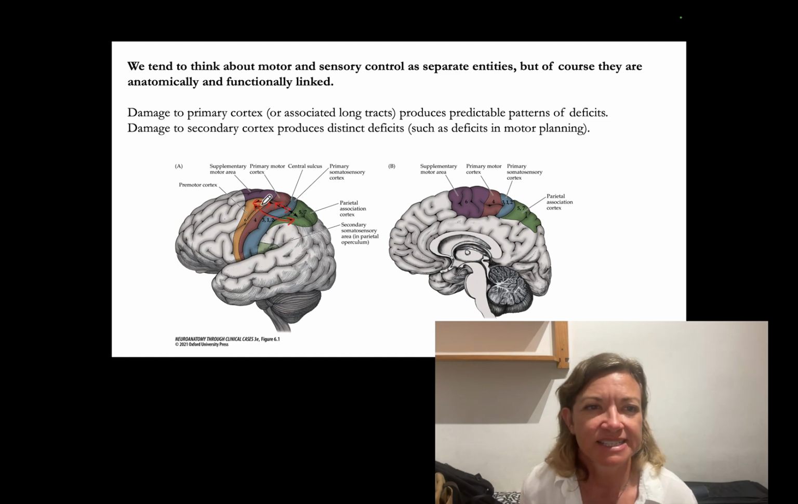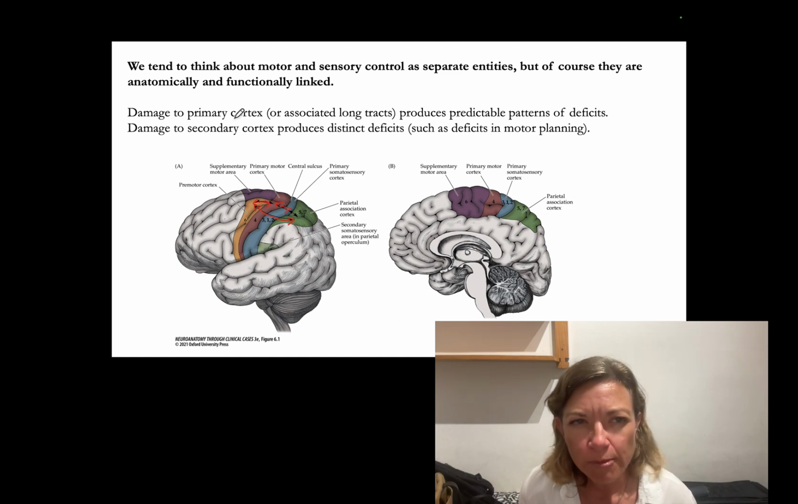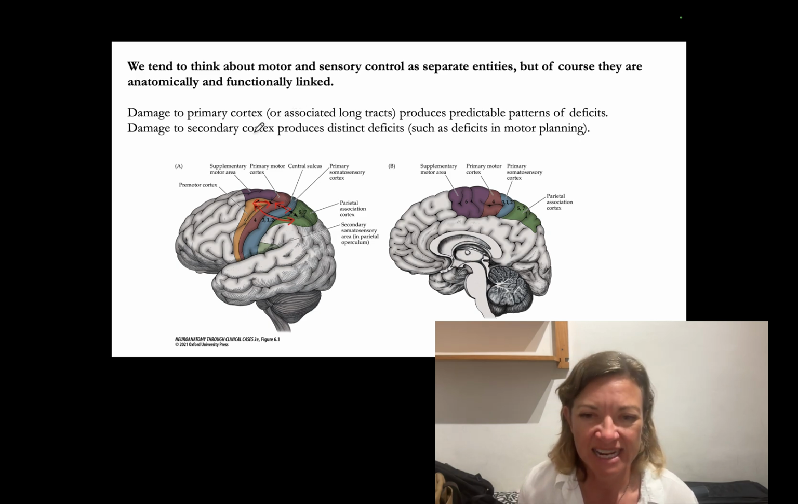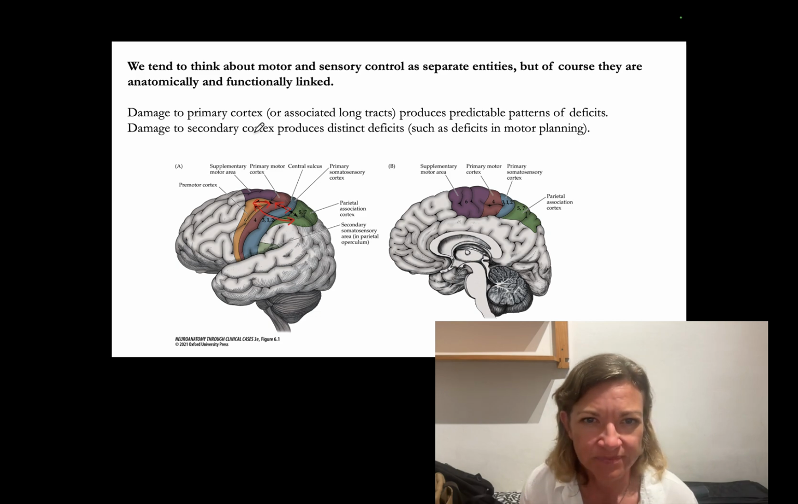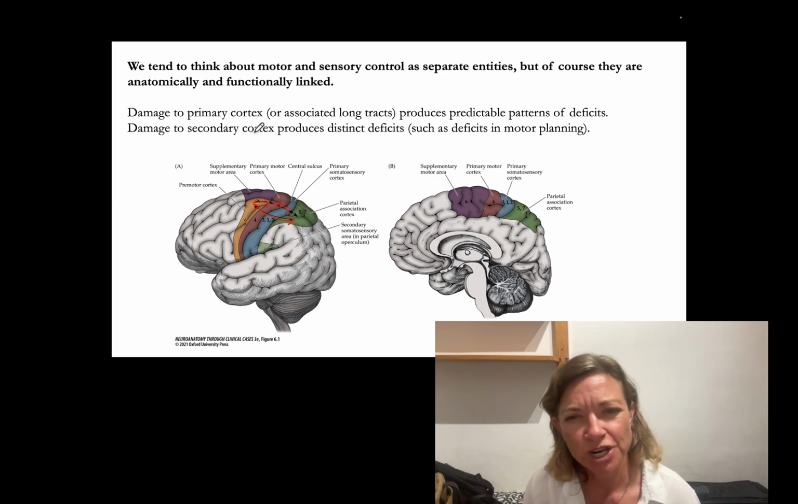Now the second thing is to think about what damage to primary motor cortex, or the associated long tracts, produces. It produces a predictable pattern of deficits. This is the one we think about: loss of movement, weakness, or paralysis. That's in contrast to what damage to secondary cortex produces. It's a distinct set of deficits, like deficits in motor planning. And so that's general intro point number 2.